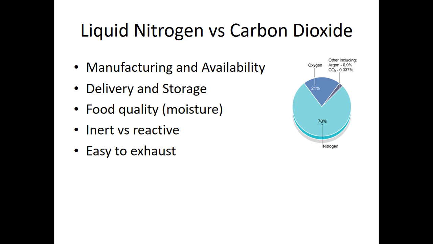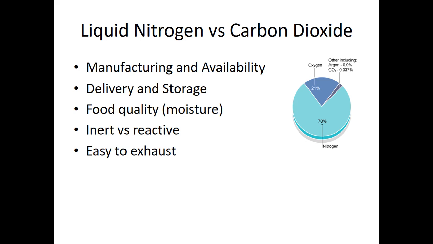On the other hand, carbon dioxide that's sold to the food processing industry is recovered as a byproduct of other chemical processes like ammonia plants and refineries. So it's not available everywhere. Compared to carbon dioxide, we can store more liquid nitrogen in the same containers, so the storage and delivery is easier.